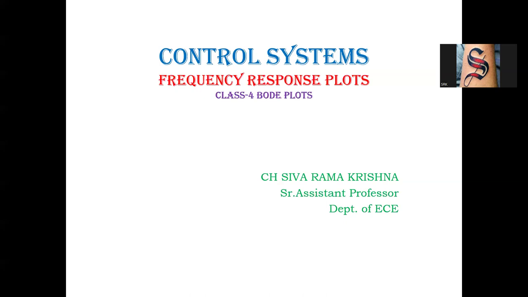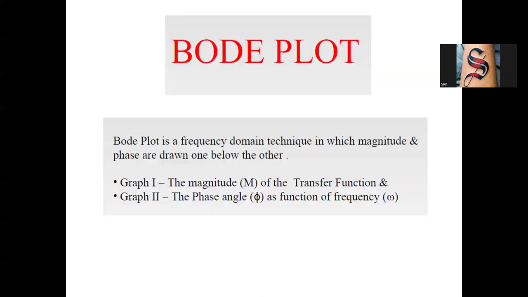So basically the system is said to be stable, unstable, or marginally stable. Based on this gain margin and phase margin, we can decide whether the system is stable, marginally stable, or unstable.